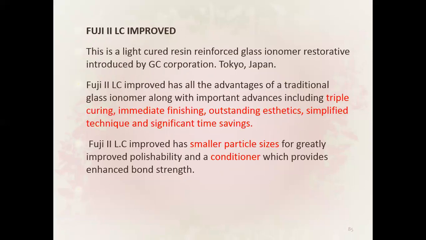Then we have Fuji 2LC Improved. This is a light cure resin reinforced glass ionomer restorative material introduced by GC Corporation, Tokyo, Japan. Fuji 2LC Improved has all the advantages of traditional glass ionomer along with important advances, including triple curing, immediate finishing, outstanding aesthetics, simplified technique, and significant time savings. It has smaller particle size for greatly improved polishability, and a conditioner which provides enhanced bond strength. So, this was Fuji 2LC Improved.